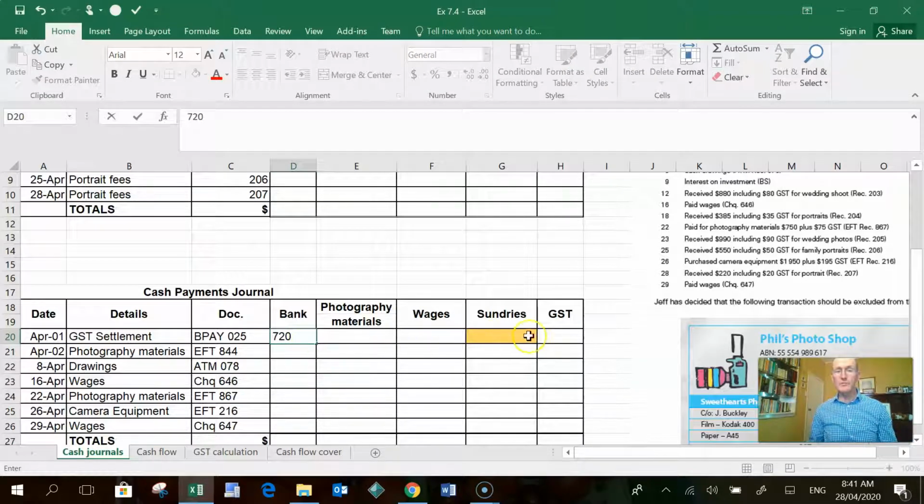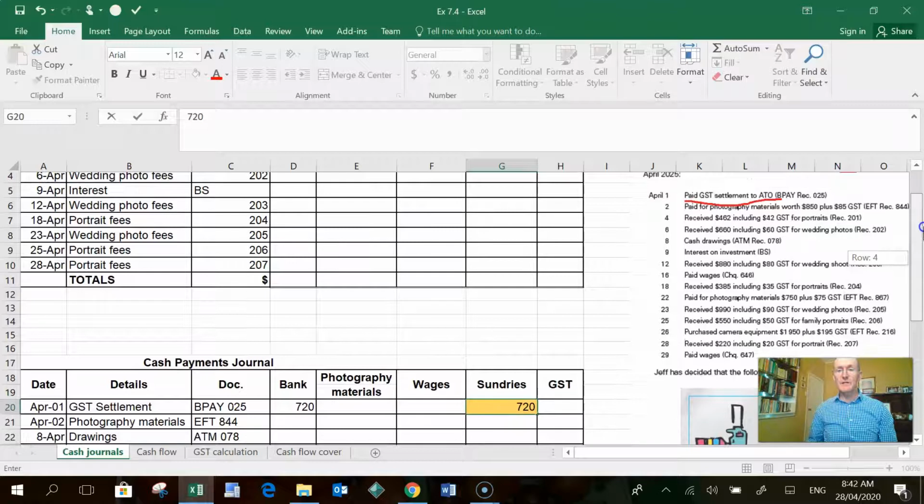Now, what a lot of students will want to do is put it in here, under the GST column. But this is for GST that's refundable in the current period. This is not a refundable amount. This is you paying the government the amount you owed. So it has to go in the sundries column because it will only happen once. You'll only pay the balance once in a reporting period. So that's how you treat the GST settlement.